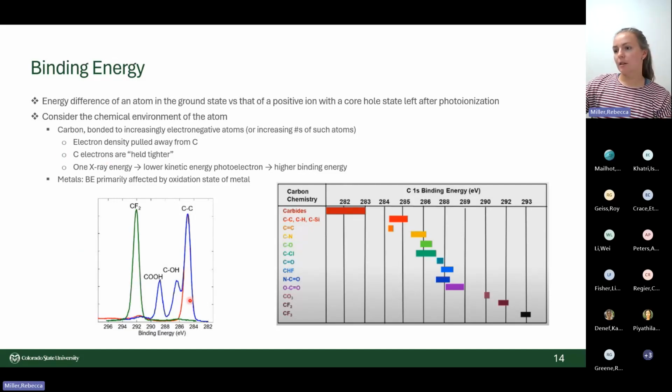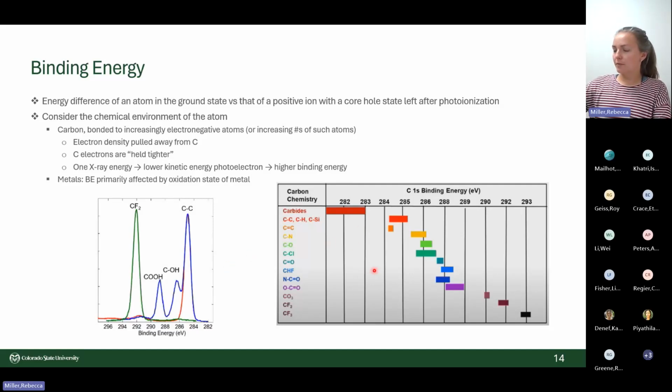So the way that I think about it is: what are the nearest neighbors of the atom, and how electronegative are they? Because when you have carbon bonded to 2 fluorines, for example, you get a lot of electron density pulled away from the carbon atom, leaving a slight positive charge around it, and when you're ejecting an electron from that carbon, the electron is held tighter. So you see a higher binding energy in XPS. For metals, you think about this in terms of the oxidation state of the metal, with metal-metal bonds at a lower binding energy, and metal oxide bonds at a higher binding energy.